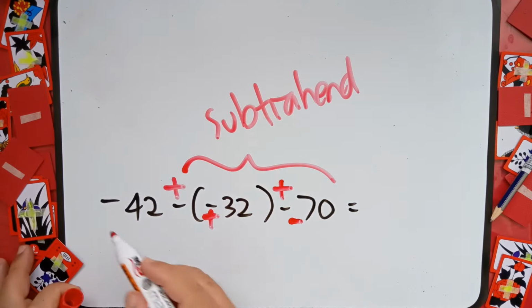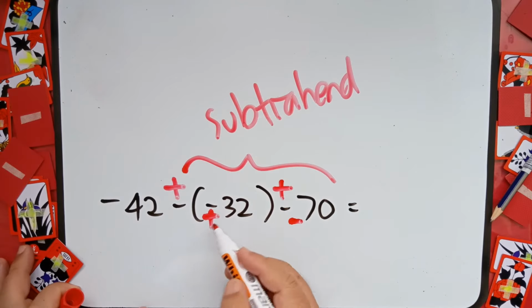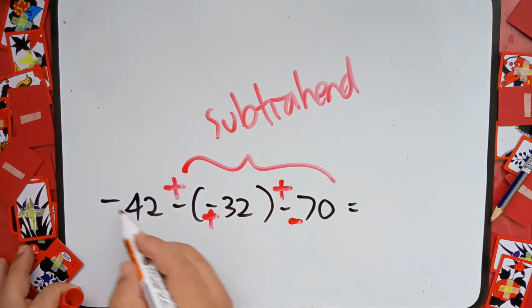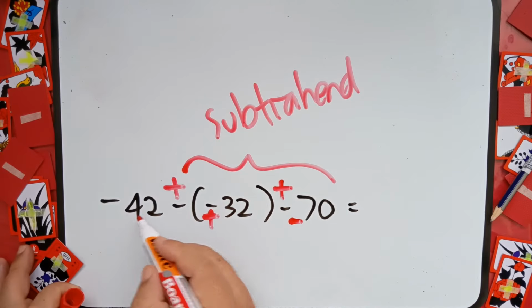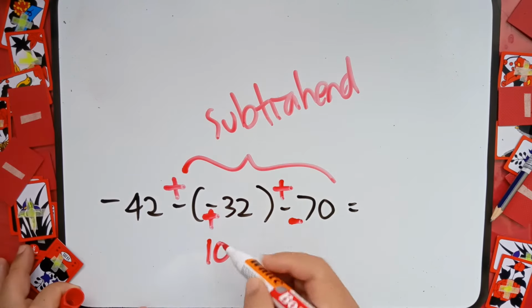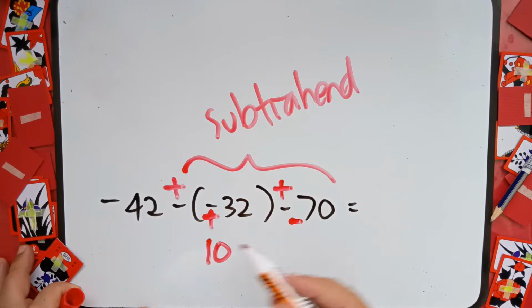Okay. Negative 42 plus positive 32. Different sign. Negative 42, positive 32. Subtract the absolute value. 42 minus 32 is 10. Then copy the sign of the greater number. 42 is greater than 32. So, the sign is negative.